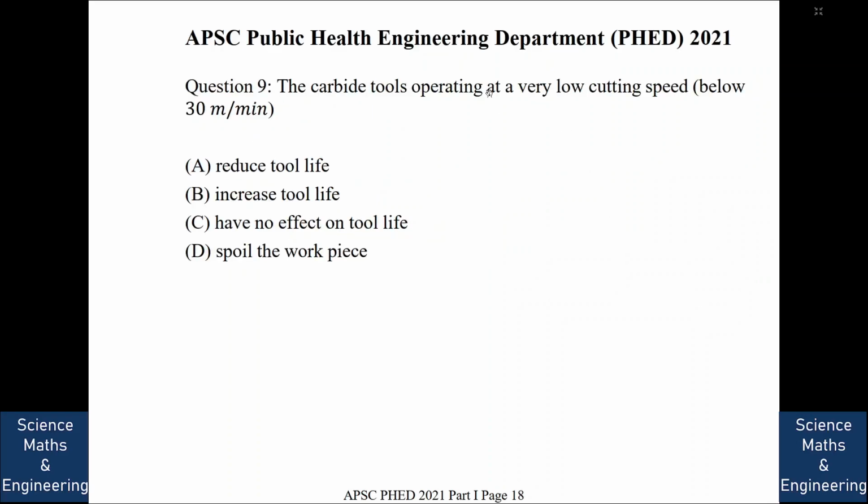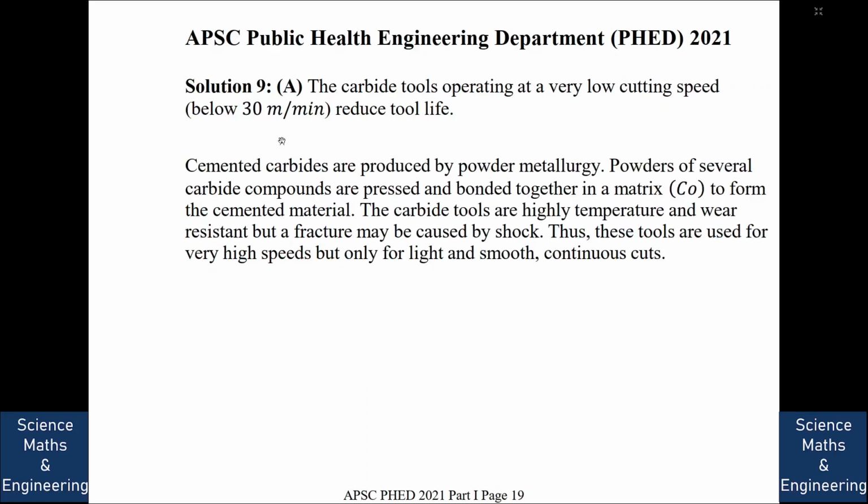The carbide tools operating at very low cutting speed, that is around below 30 meter per minute. So what happens to its tool life? The tool life reduces. Generally we operate carbide tools at a very high speed, and we have given what carbide tools are and how they are made and all. So you can go through it. So we'll go to the next question.